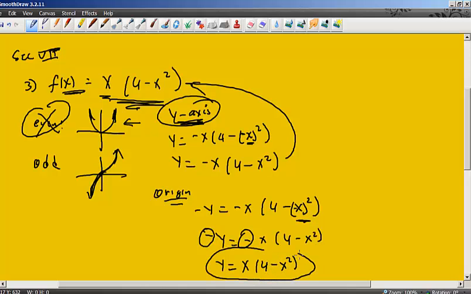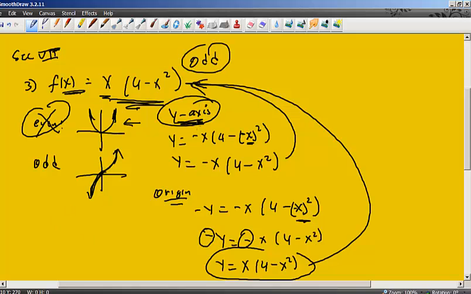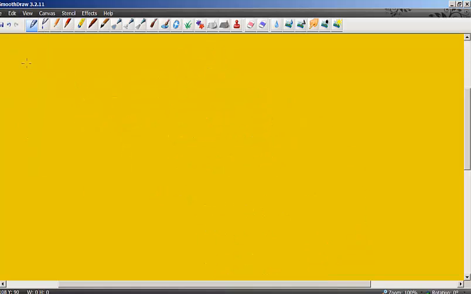So this is exactly the same as this. So we say this is an odd function because it's symmetric to the origin. So they're all related: symmetric to the origin, odd functions. Even functions are symmetric to the y-axis. Okay, one last one, and this is section 8.